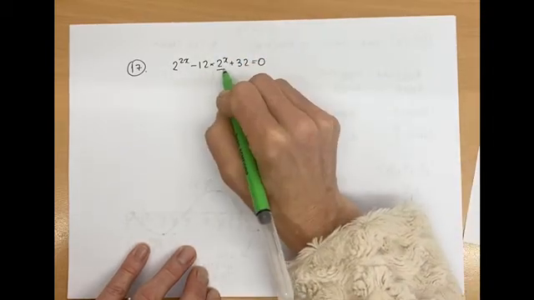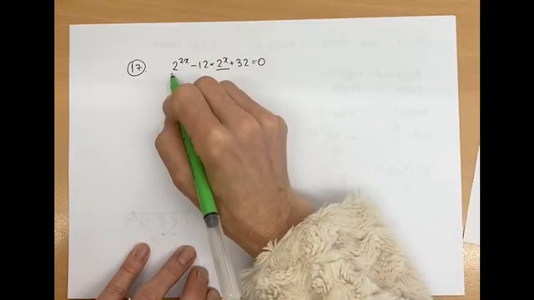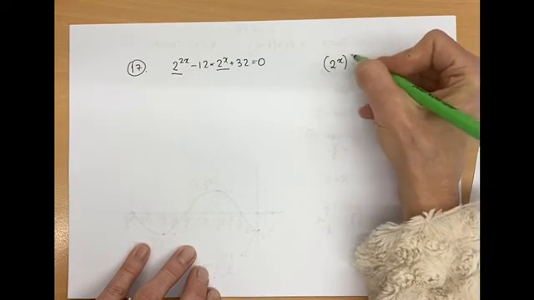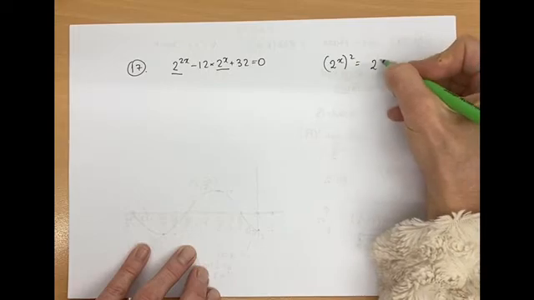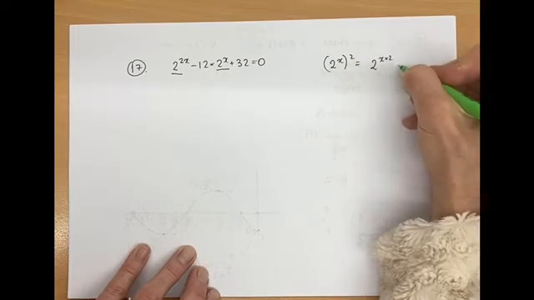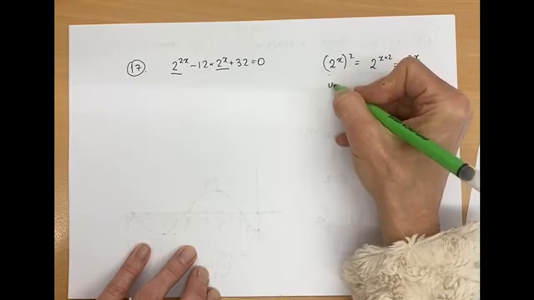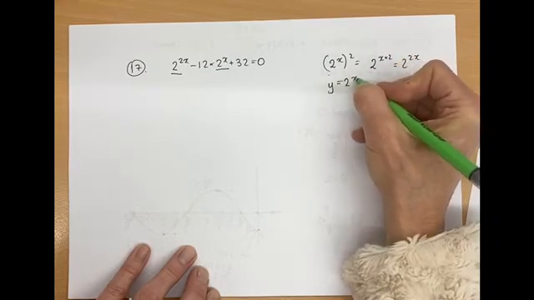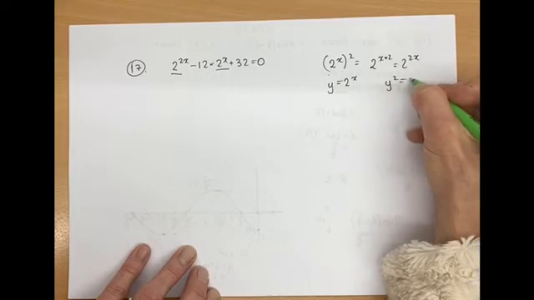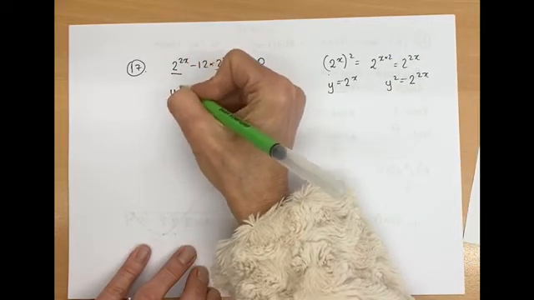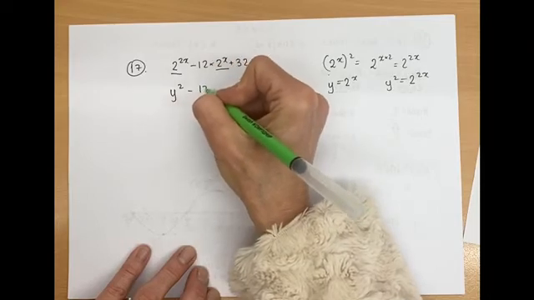So you need to think this one has a smaller power, this one has a bigger one. So see what happens if you square 2 to the power of x. You are going to get 2 to the power of x multiplied by 2 to the power of x, which is 2 to the power of 2x. So indeed, if you let y equal 2 to the power of x, then clearly y squared is the replacement for 2 to the power of 2x. So you can write that.